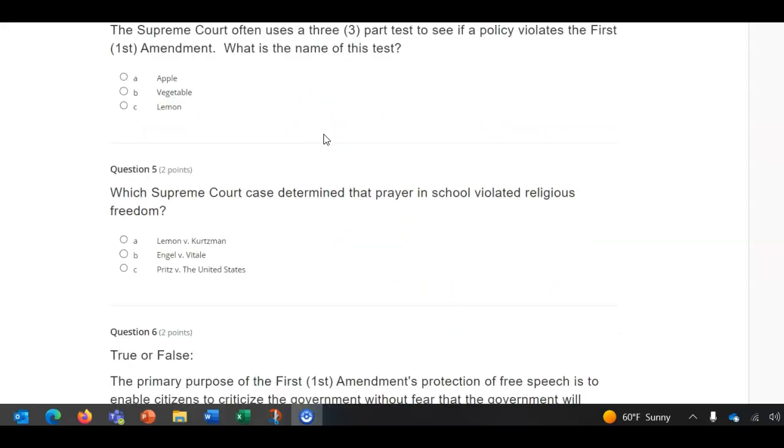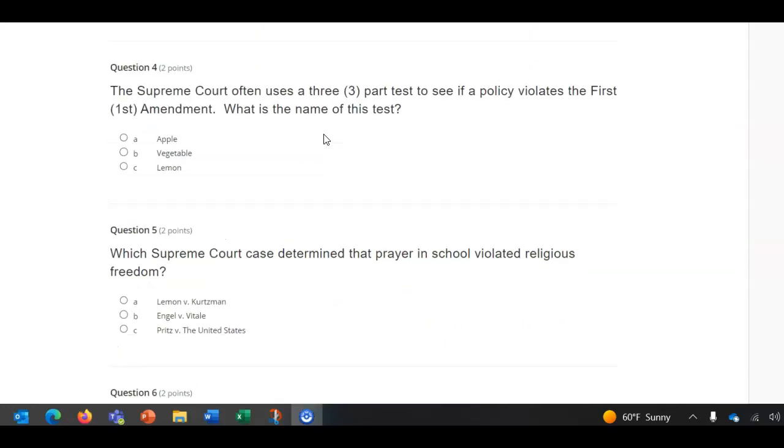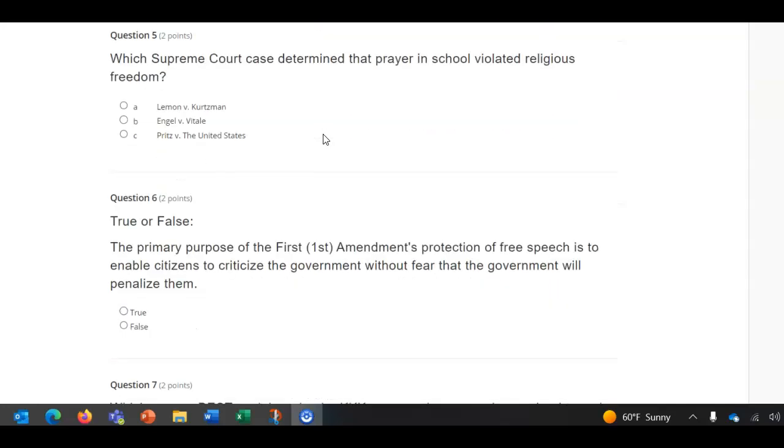True, false. The Supreme Court often uses a three-part test to see if a policy violates the First Amendment. What is the name of this test? A. Apple. B. Vegetable. C. Lemon.